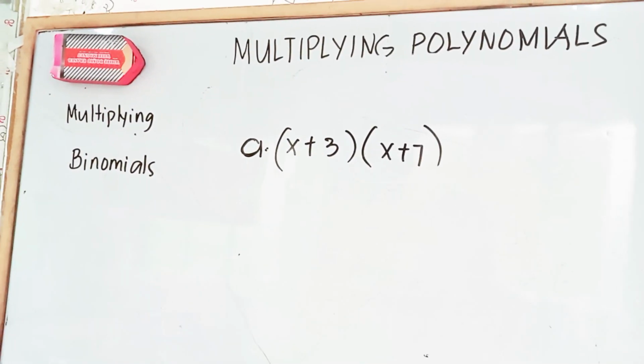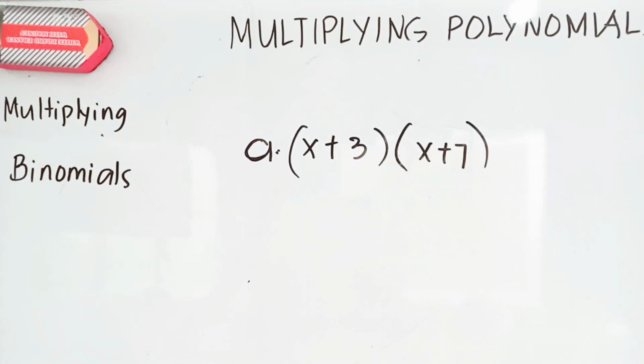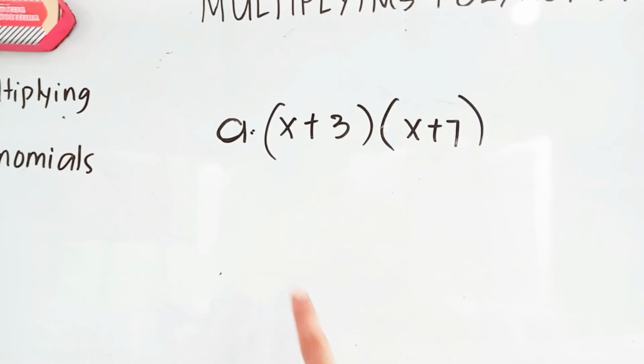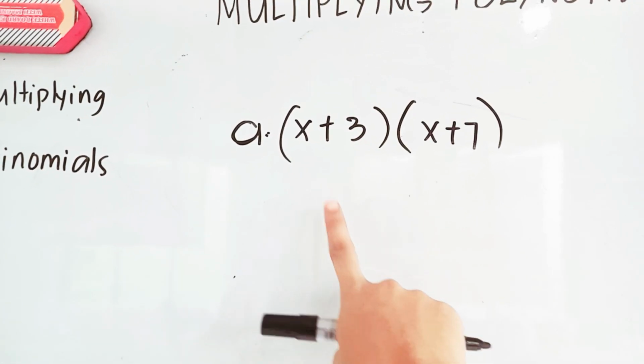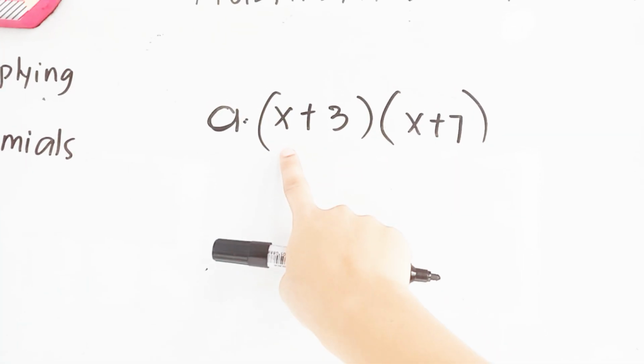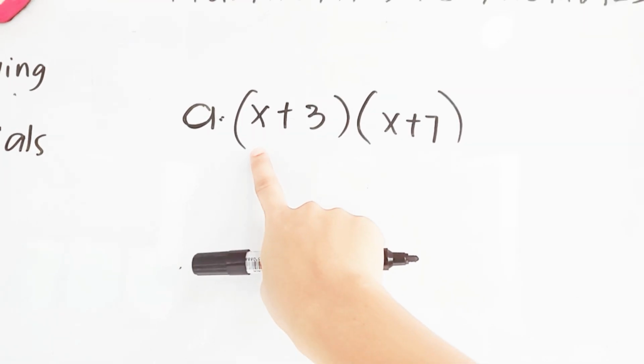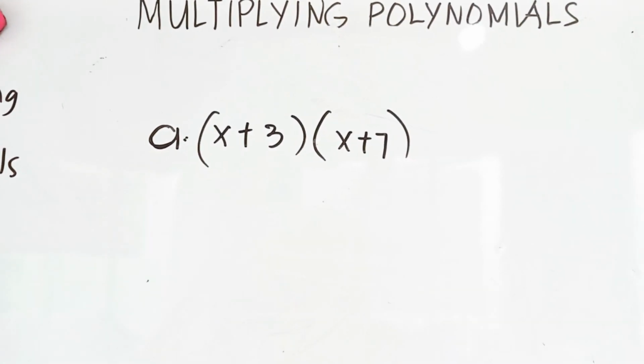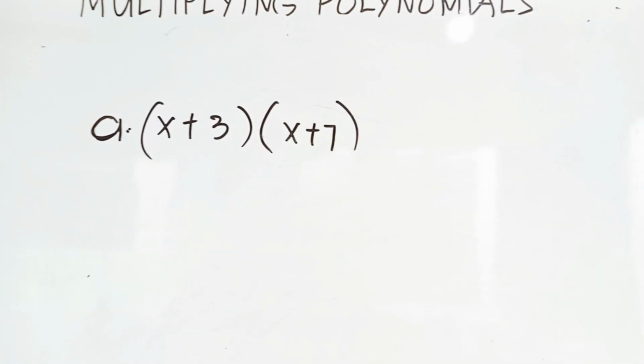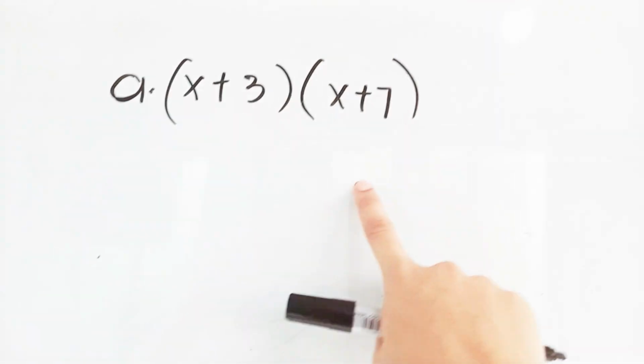Okay, let us have multiplying binomials. Okay, so to multiply binomials, we can use the distributive property. So the principle to remember is that every term in one binomial should be multiplied to every term in the other binomial. Okay, for you to understand further, we will solve this example.